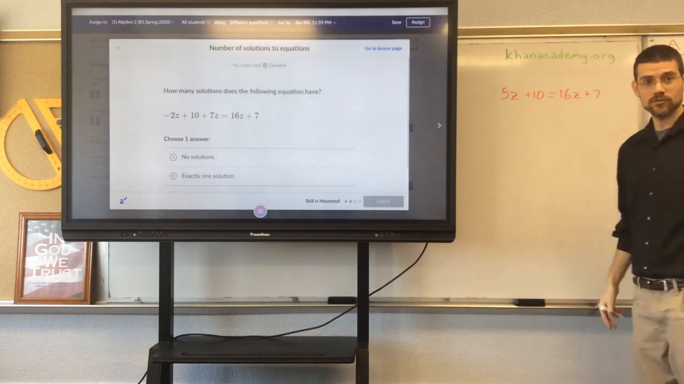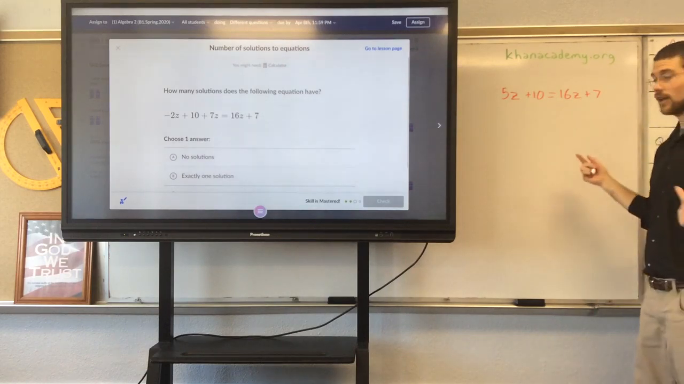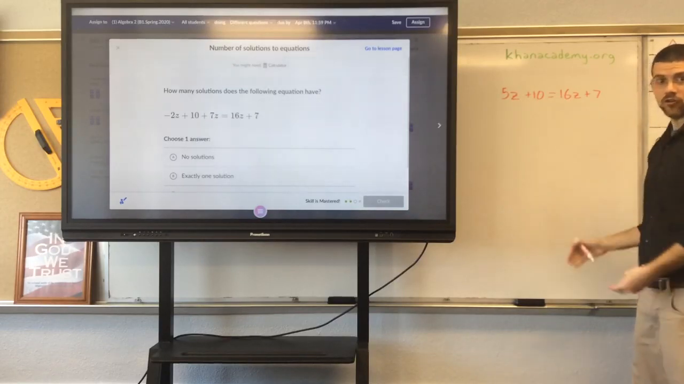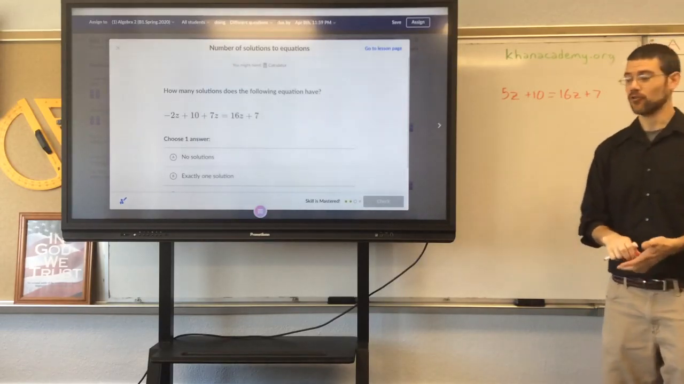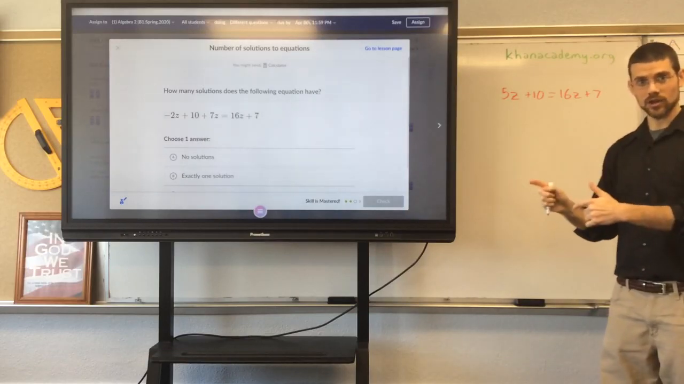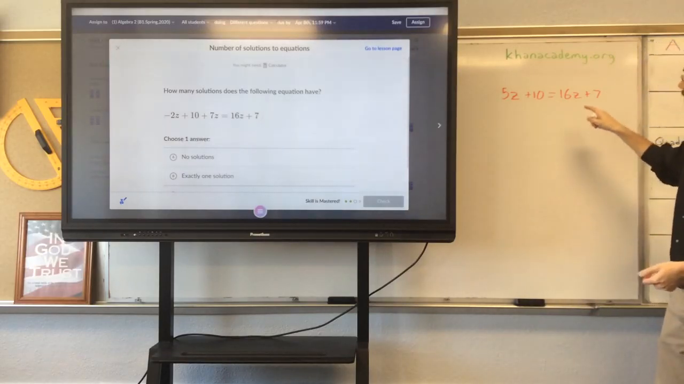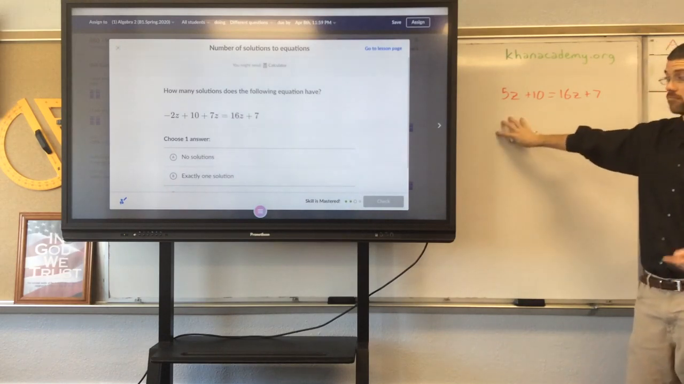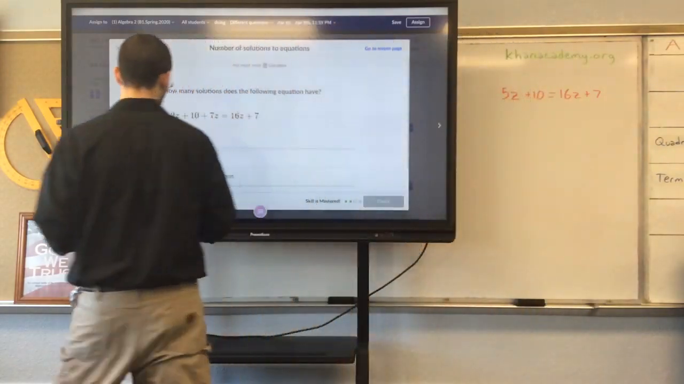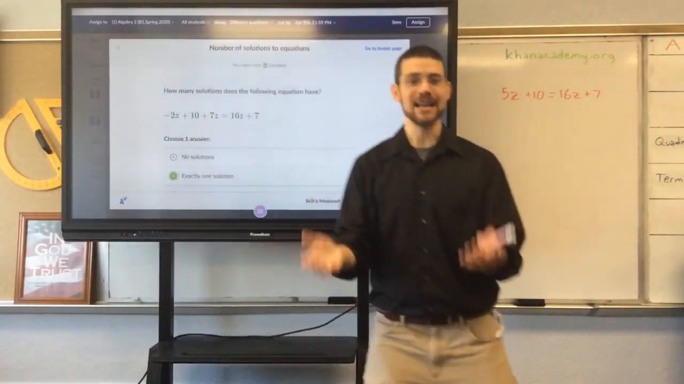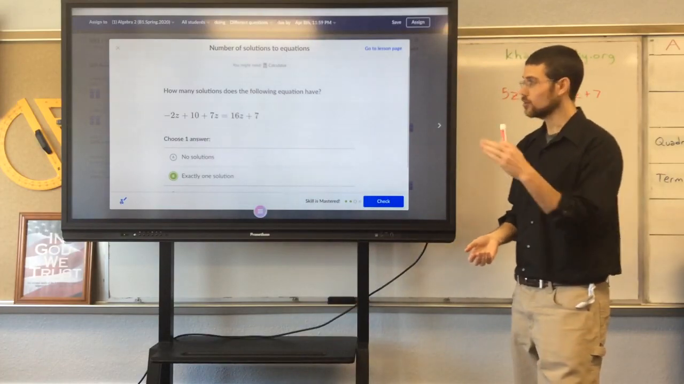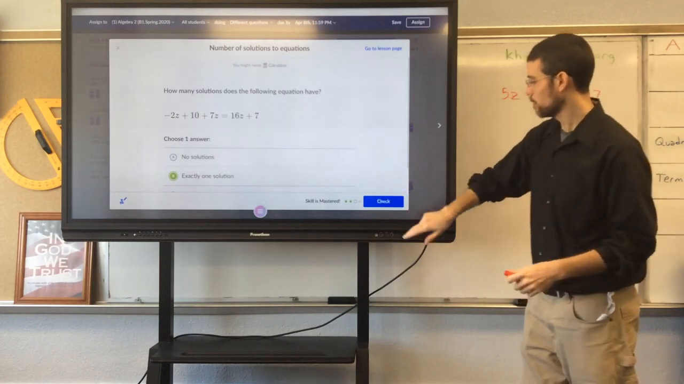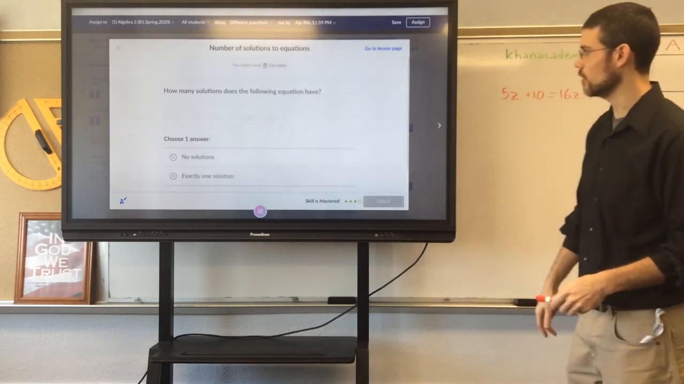Notice I have a different number of z's on both sides of the equation. That means when I subtract 5z, I will end up with some number of z's over here. That's actually enough information for me to know that this has exactly one solution, because in the end I'm going to have z on one side of the equation and a number on the other side. So I can select exactly one solution. They didn't ask me what the solution was to that equation, they just asked how many there are. So I can answer that. And go to the next one.